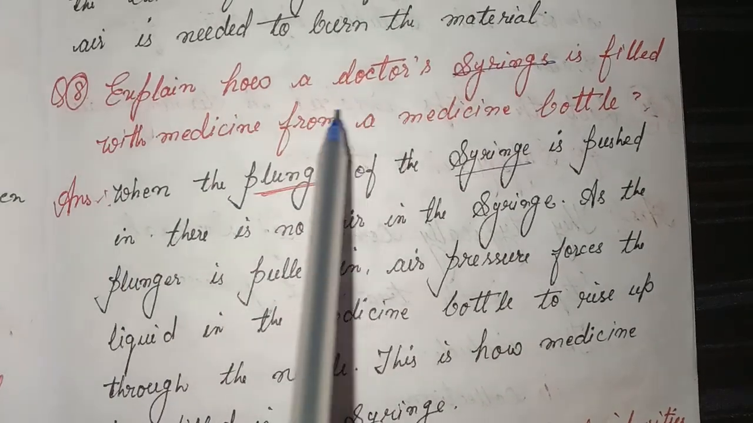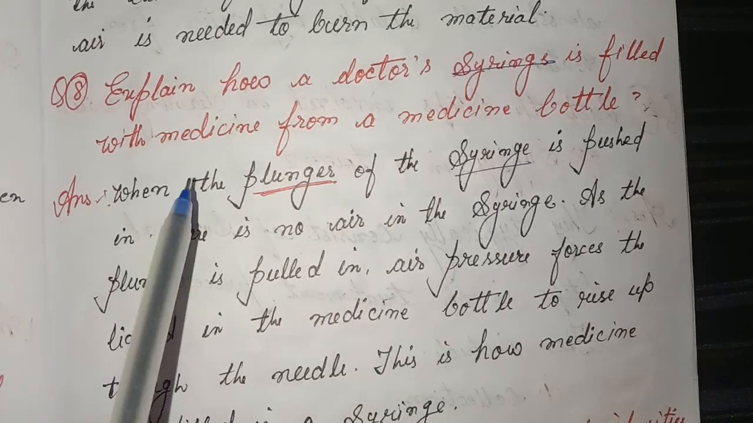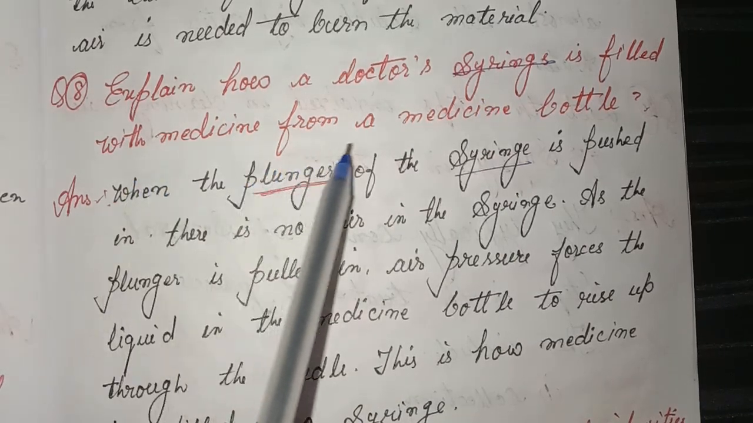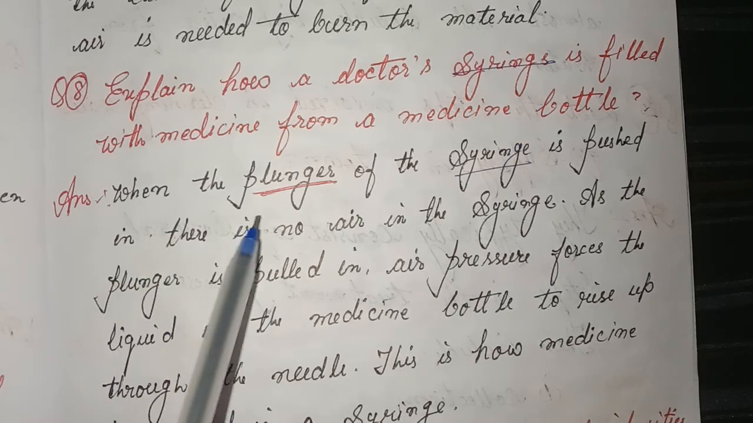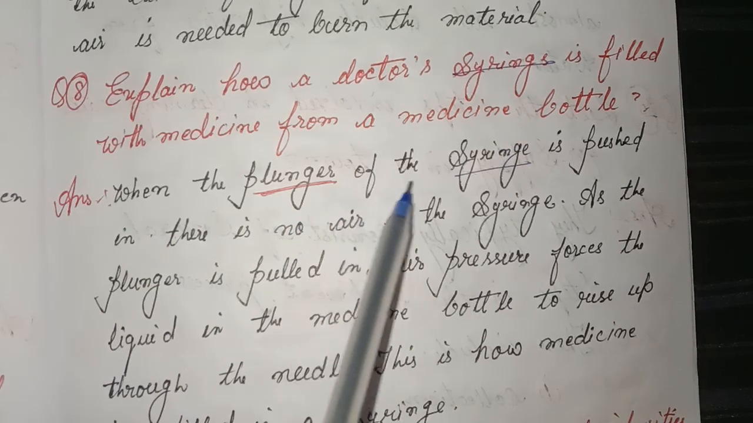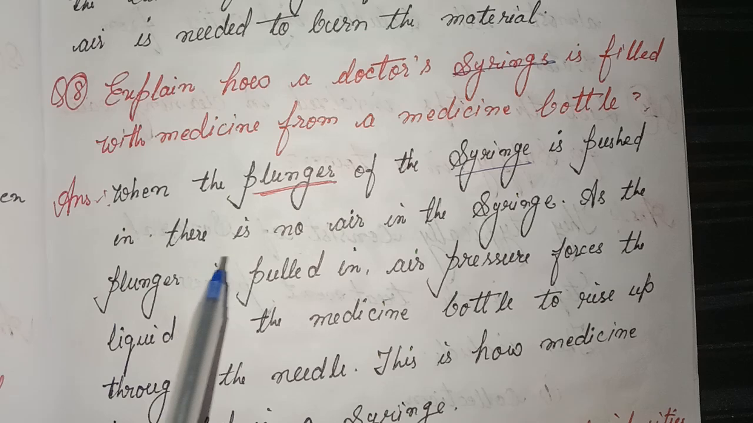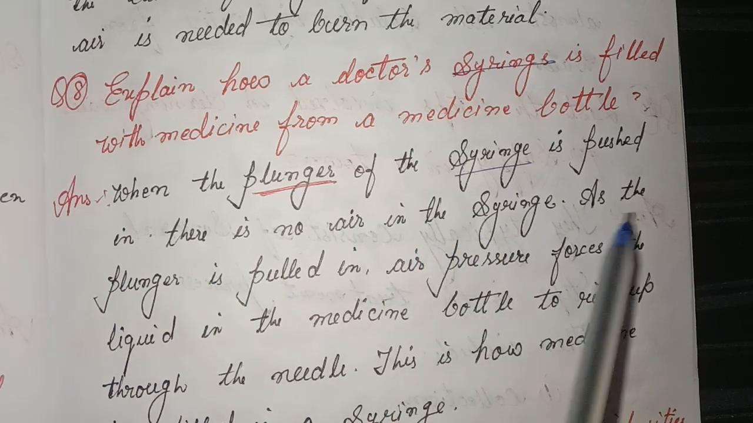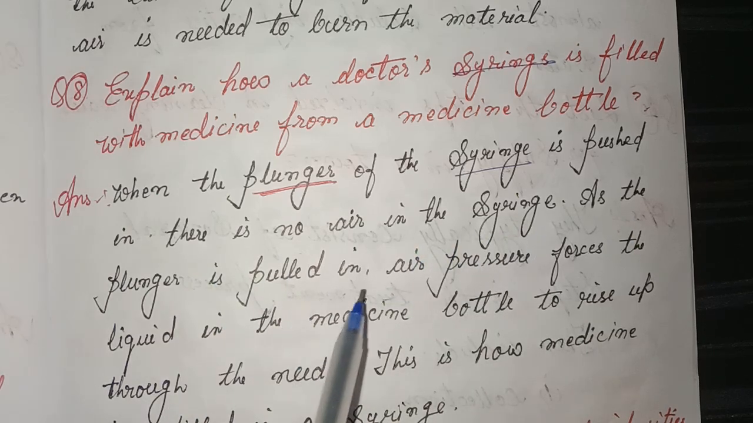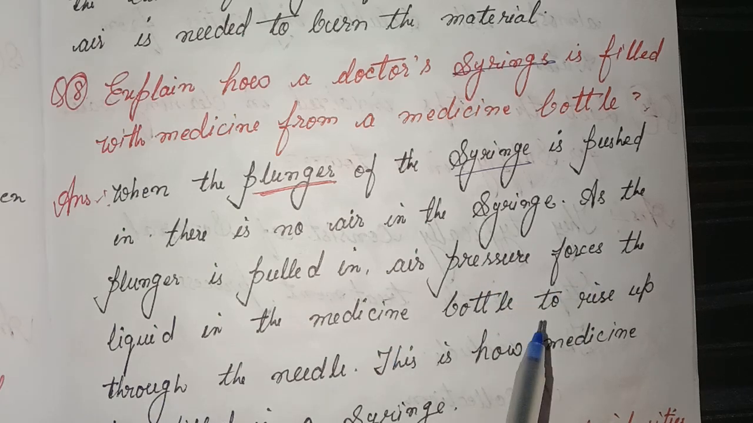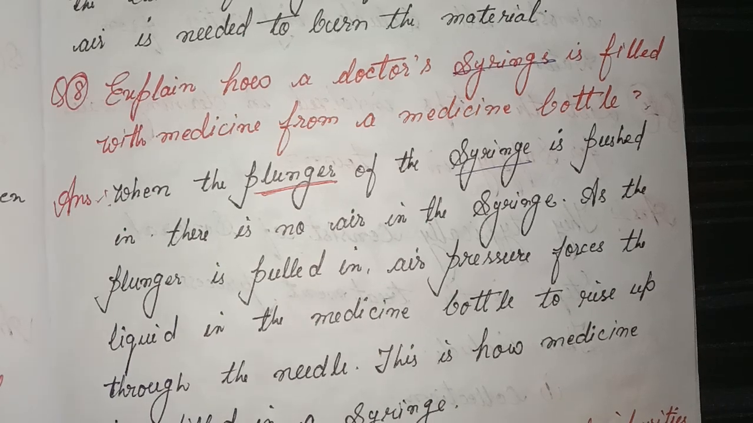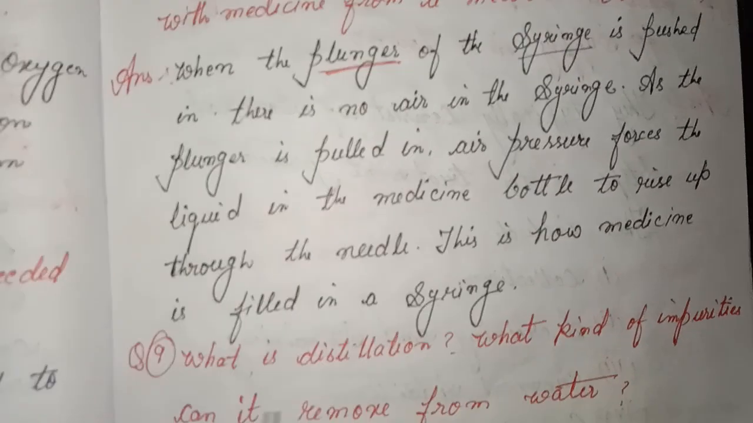8. Explain how a doctor's syringe is filled with medicine from a medicine bottle. Answer. When the plunger of the syringe is pushed in, there is no air in the syringe. As the plunger is pulled out, air pressure forces the liquid in the medicine bottle to rise up through the needle. This is how medicine is filled in a syringe.